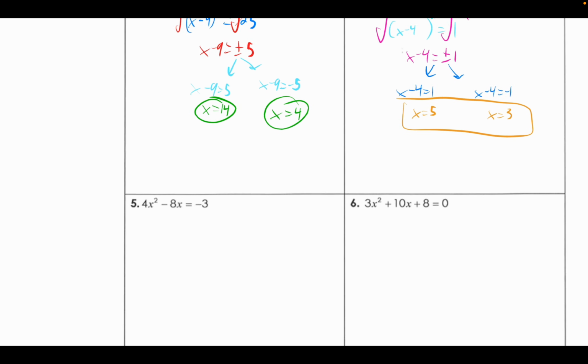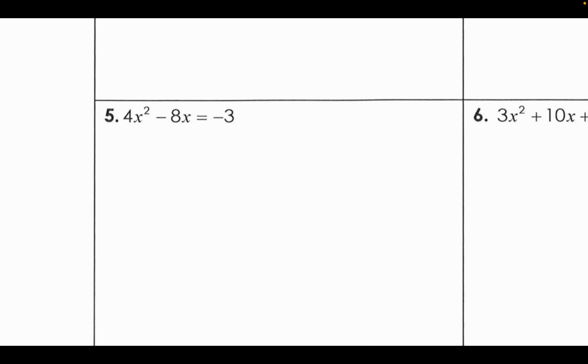Moving on to number 5, 4x squared minus 8x equals negative 3. So this is already in the form we want. However, we still need to divide everything by 4. And I get x squared minus 2x equals negative 3 over 4. We have a fraction there, but that's okay.